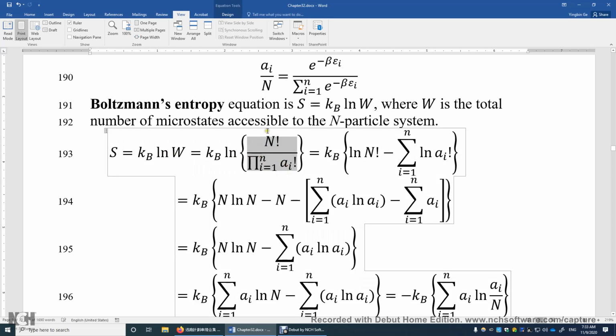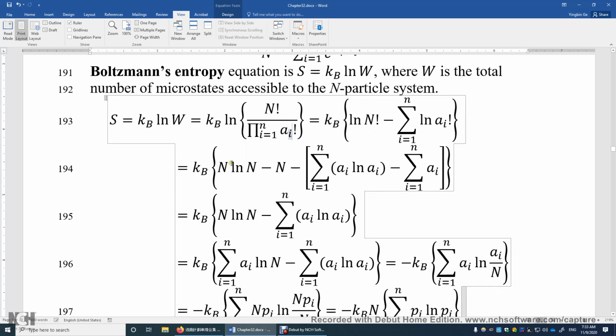And over here, this is the expression of the number of microstates when A1 particles occupy the first energy level, A2 particles occupy the second energy level, etc. And then we can just separate these two terms, and then we use Stirling's approximation. Stirling's approximation is this: the natural logarithm of x factorial is approximately x times ln x minus x. So I'm using this Stirling approximation here and also here.